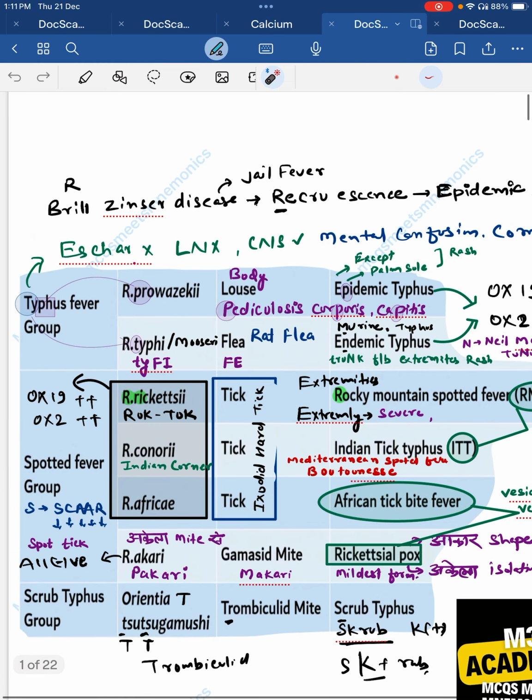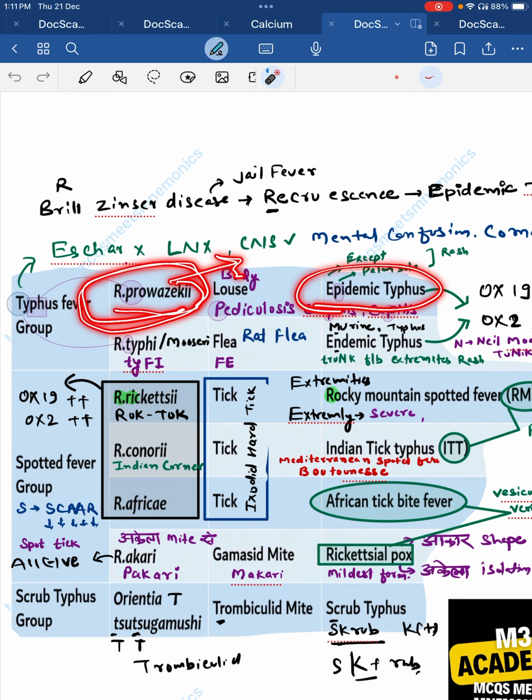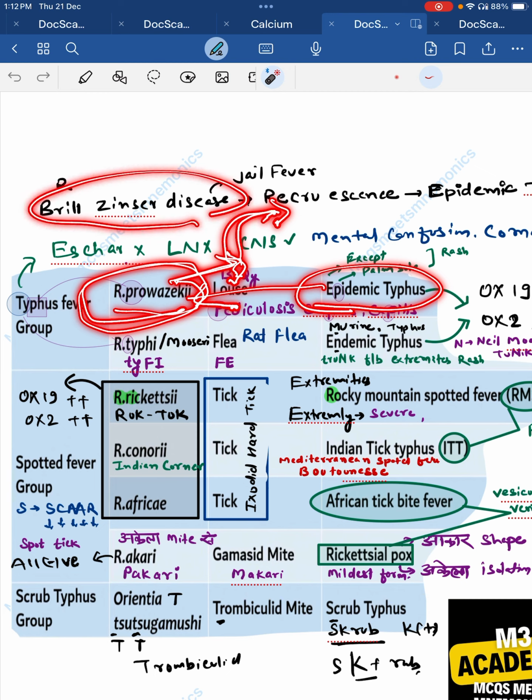And we are talking about one more disease, Brill-Zinsser disease. So what is Brill-Zinsser disease? If Rickettsia prowazekii becomes latent in our body, if somebody gets affected by epidemic typhus or infection by Rickettsia prowazekii, and after some time it becomes latent in the body and is again reactivated after some time, then reactivation of Rickettsia prowazekii gives the disease Brill-Zinsser disease or gel fever.